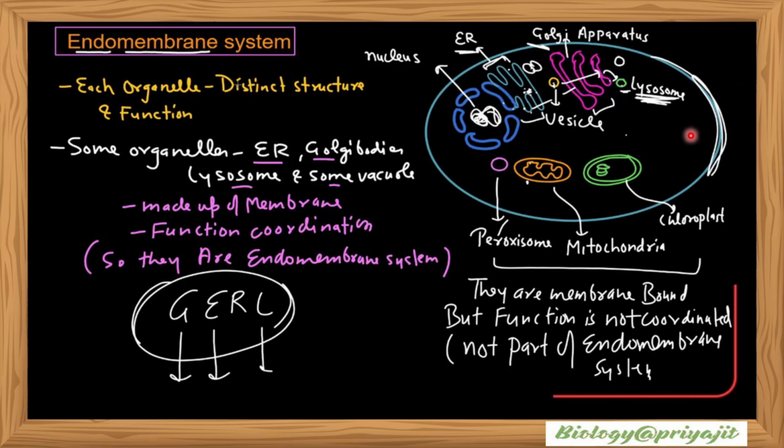So this is the cellular structure. This is the nucleus. In association with the nucleus, there are endoplasmic reticulum, and some Golgi bodies, lysosomes, vesicles, etc. Peroxisome, mitochondria, and chloroplast are also membrane-bound structures, but their function is not coordinated, so they are not part of the endomembrane system. The endomembrane system consists of only the endoplasmic reticulum, Golgi bodies, lysosomes, and some other vacuoles.